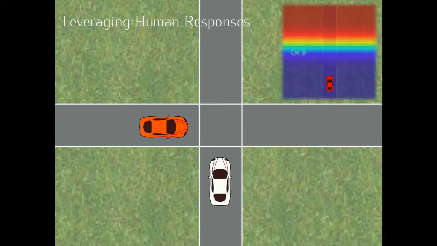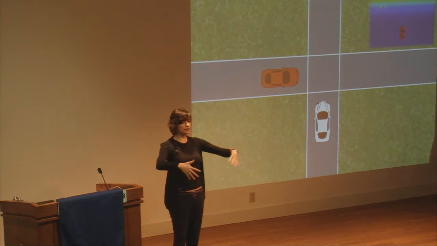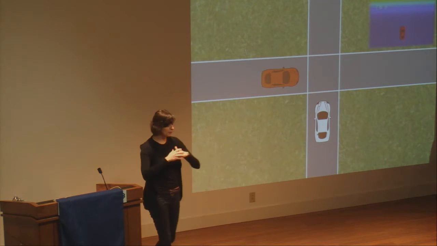And then in the autonomous car land, this was all about the robot expressing its intentions so that people can better coordinate with it.